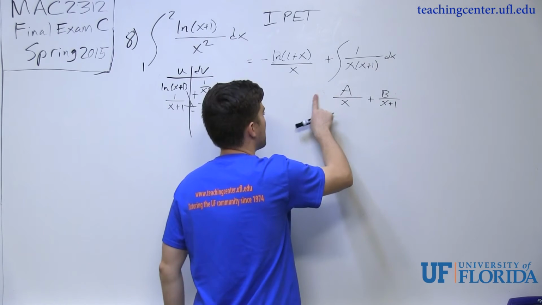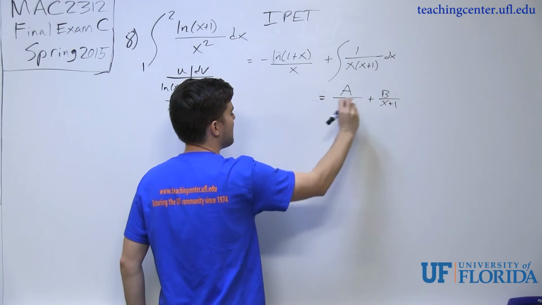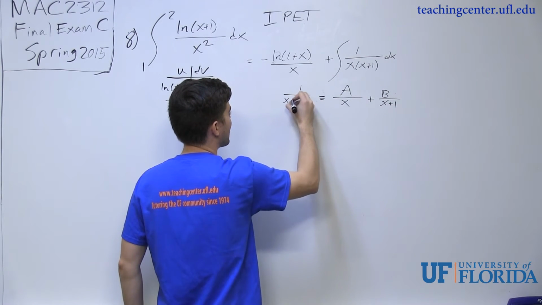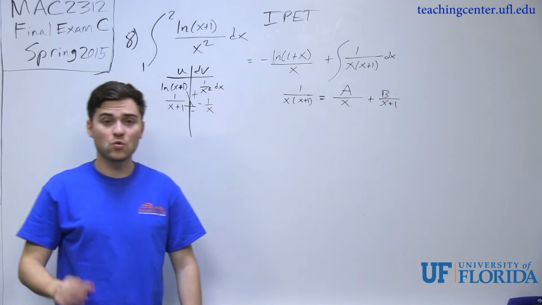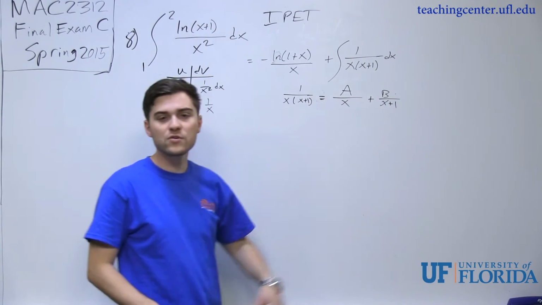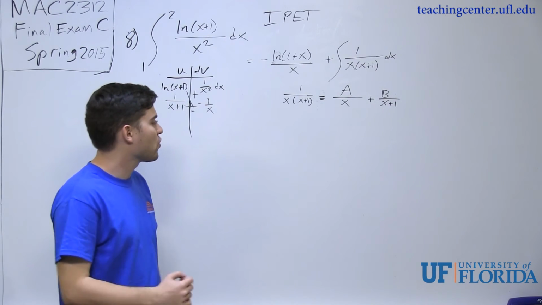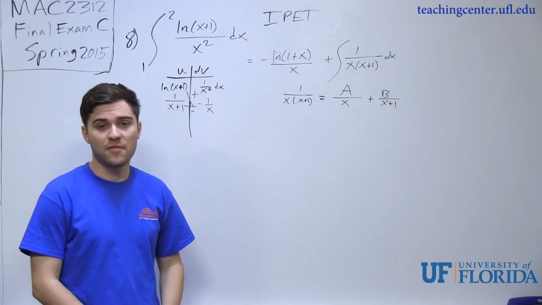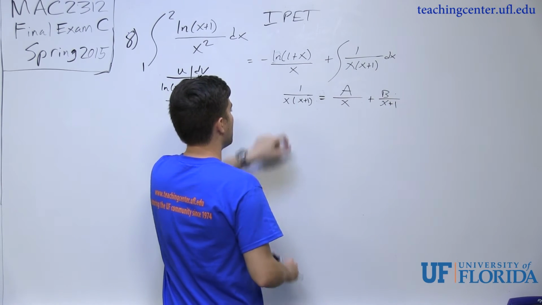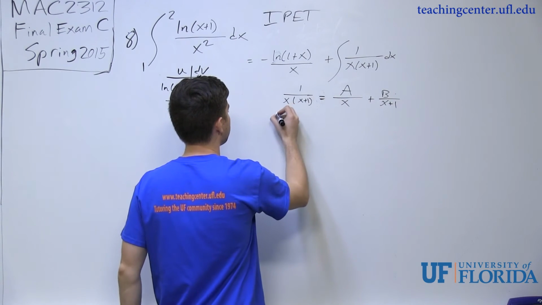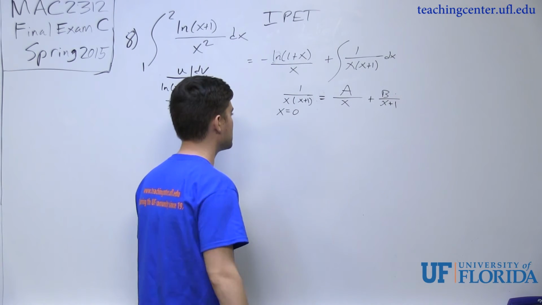I'm going to set this off to the side. This is going to be its own equation of 1 over x, x plus 1, and this is how I'm going to solve for a and b. Remember, when I have two separate linear roots that are independent, to solve for a and b, I can use the cover-up method. For the first cover-up, I'm going to cover up x. So x is equal to 0.